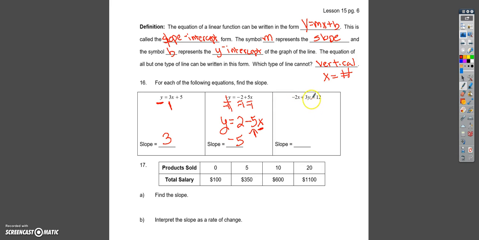Here, for our slope, we first have to get y by itself. So we're going to add 2x to both sides of the equation, which gives us 3y equals 2x plus 12. Divide by 3, divide by 3, divide by 3. So we get y equals 2/3x plus 4. The slope is what's in front of x. So 2/3.